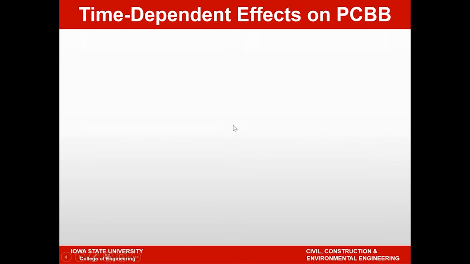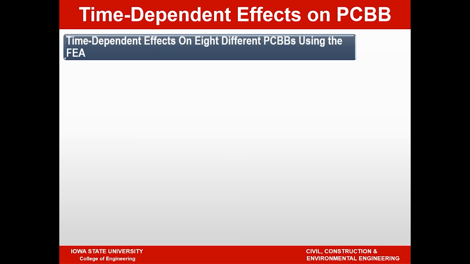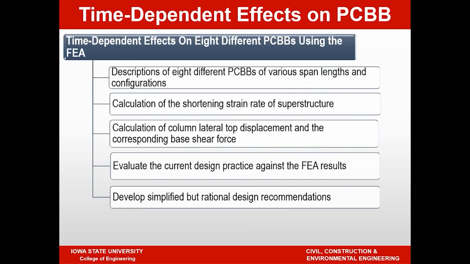If you go to the next slide, you can see the time-dependent effects on 8 different PCBPs. So what we did in this case is that we understood how a frame in a bridge will perform, and in this case we brought in 7 other bridges with varying span length and configurations. We calculated the shortening strain rate for each of the bridges like we have done for one bridge, and then we evaluated the column top level displacement and the corresponding base shear, and we evaluated the current design practice against the finite element results, and then we developed some simplified approach to make sure that the current design procedure can be improved with a more rational, simple method.